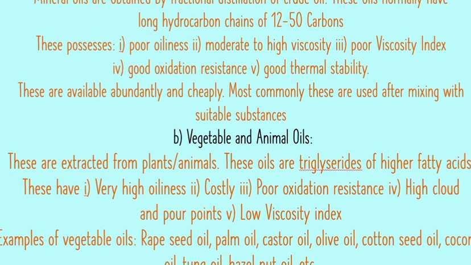First one is the mineral or petroleum oil. It is obtained by the distillation of crude oil. These oils normally have long carbon chains of 12 to 50 carbons. They possess poor oiliness, moderate to high viscosity, poor viscosity index, and good oxidation resistance. And also the last one is good thermal stability.